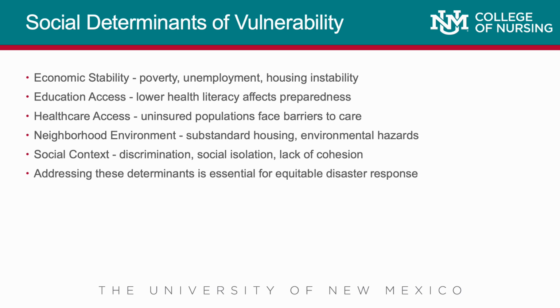So, the big things: economic stability, education access, healthcare access, neighborhood environment, and social context. We must be addressing these determinants because it is essential to equitable disaster response and recovery.